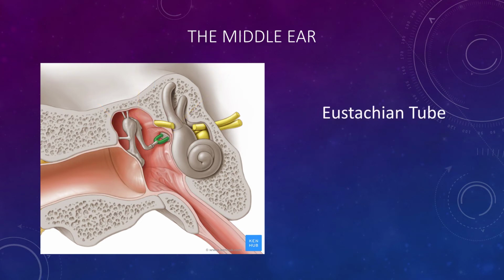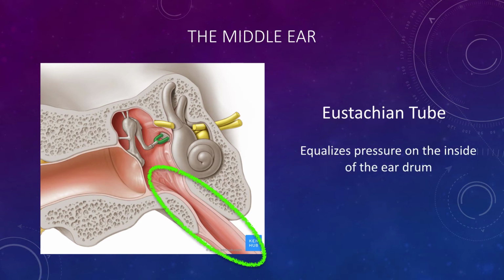Also in the middle ear is the eustachian tube. Because the eardrum makes an airtight seal, we need some sort of pressure valve. The eustachian tube is a small tube that's about the diameter of a pencil lead that goes from the back of the throat to the middle ear. It equalizes pressure on the inside of the eardrum. Because the eustachian tube is so thin, sometimes it closes up. Once that happens, the air inside is trapped, and in certain situations, this can cause pain.